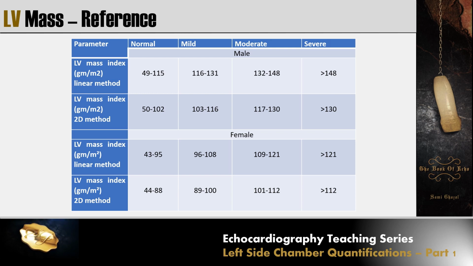Again, similar to any measurement, we have to index it to the body surface area, and we have a difference between males and females. So this is the normal for male, utilizing the linear method, and if it is increased, it is then hypertrophy, either mild, moderate, or severe, and a similar thing for female. So again, we have a difference between the linear method and the 2D method. The 2D method here is the area length method, which we have just seen.